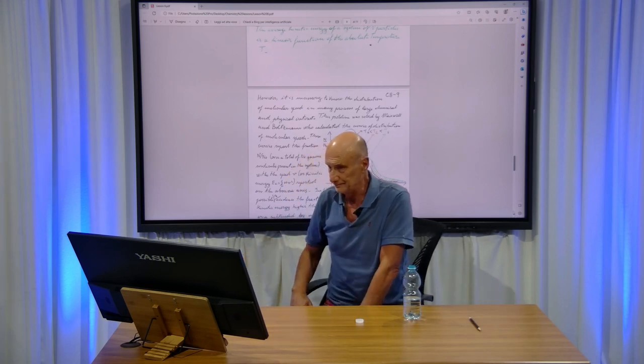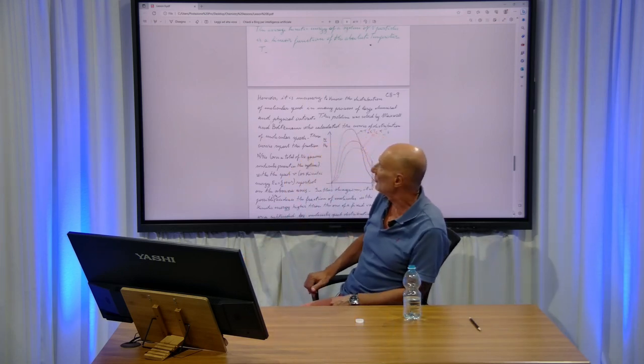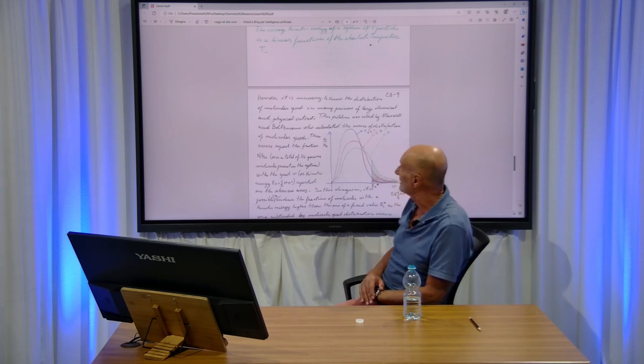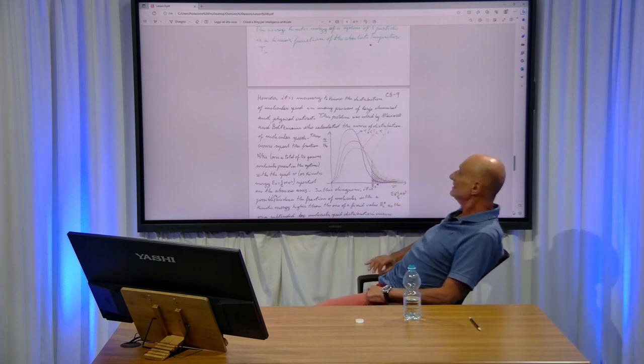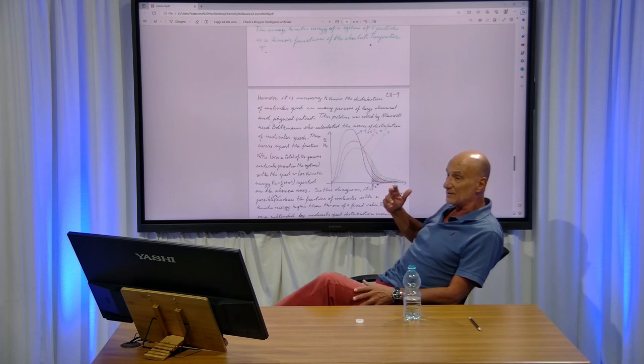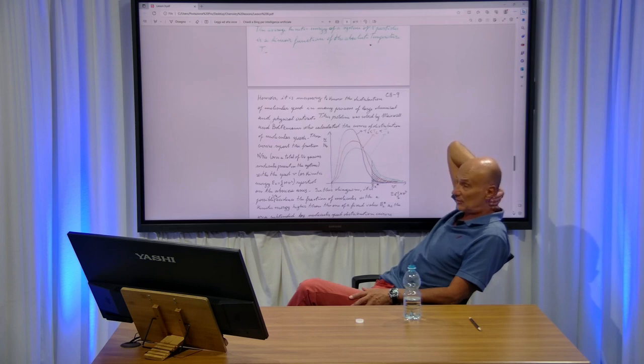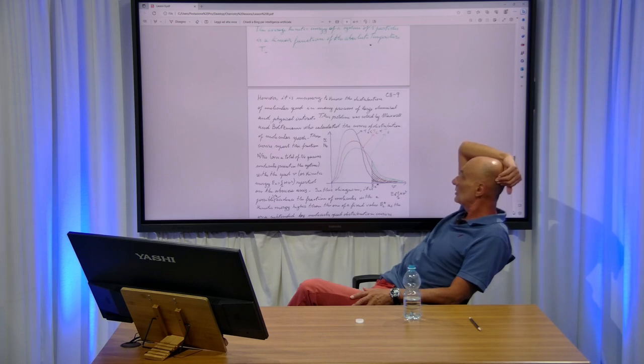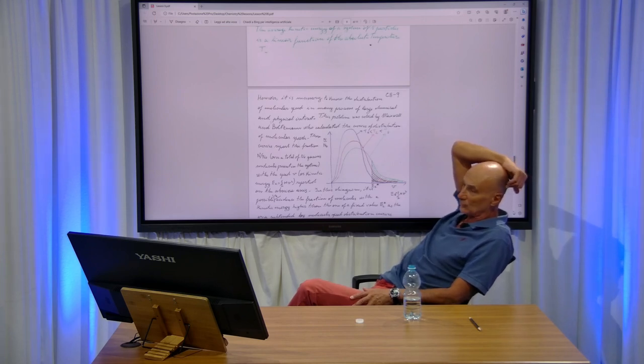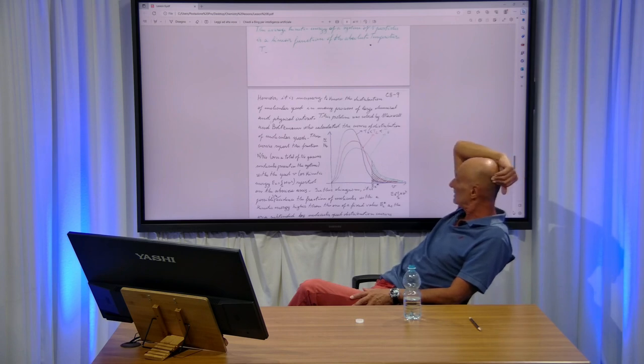Well, for many problems of chemistry, it is necessary to know the distribution of the molecular speed. It is not sufficient only to know the average speed of the various molecules. This problem was solved by Maxwell and Boltzmann, who gave the law of distribution of the molecular speed.